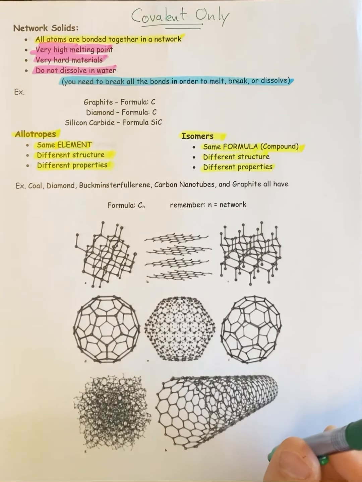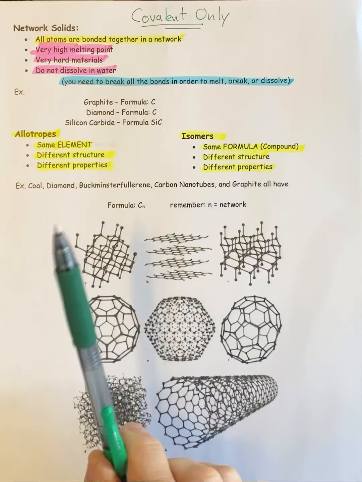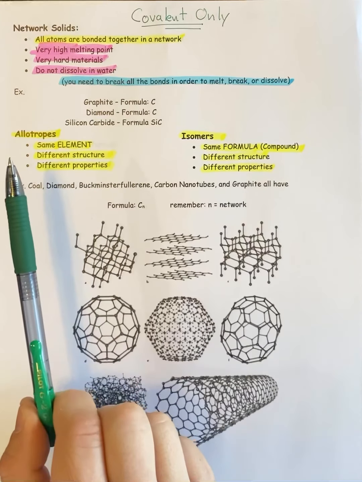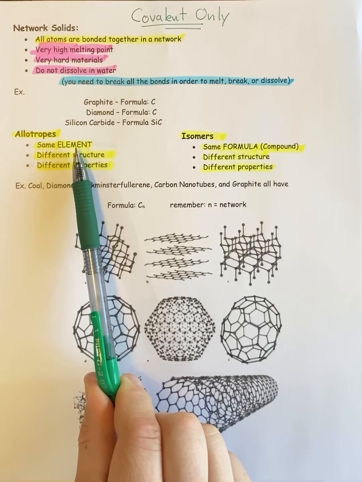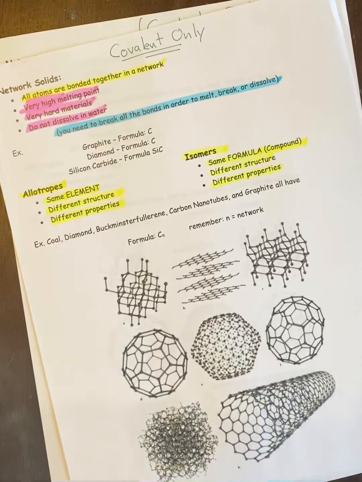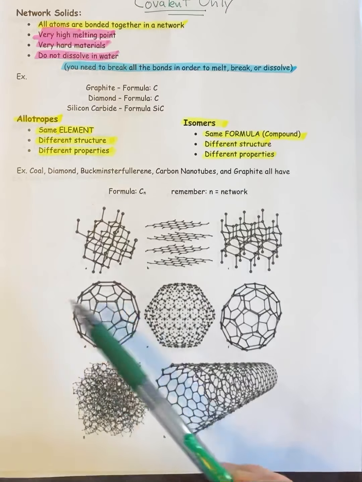So last thing I need to mention is the difference between an allotrope and an isomer. In chemistry, they love to come up with names for things. Turns out allotropes and isomers are basically the same thing. They're just slightly different. An allotrope is when we have the same element with a different structure and therefore different properties. These are all allotropes. The reason they are allotropes is because they are all made of pure carbon.